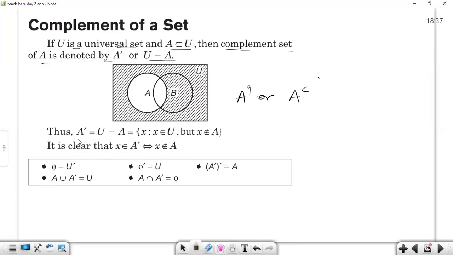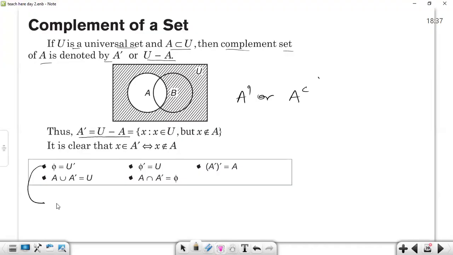Okay. This is also written here that A dash is U minus A, where X is belonging to the universal set, but X should not be belonging to set A. That is the complement of set A. It is clear that if X belongs to A complement, that means X is not belonging to set A. Clear? Is everything clear? What is a complement of a set? Yes, sir. So let's now discuss the complement of universal set.